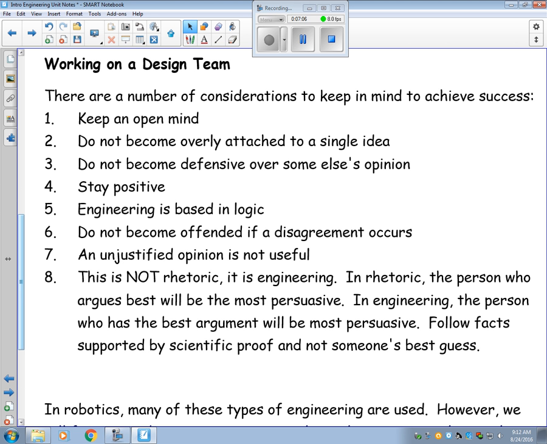And then finally, this is not rhetoric. It's engineering. So in rhetoric, the person who argues the best will be the most persuasive. Think of being like a lawyer. In engineering, the person who has the best argument will be the most persuasive. So the person who can provide the best facts and can really show that what they do will work. So you always want to follow the facts supported by scientific proof and not someone's best guess.